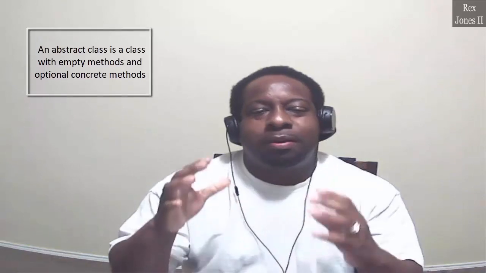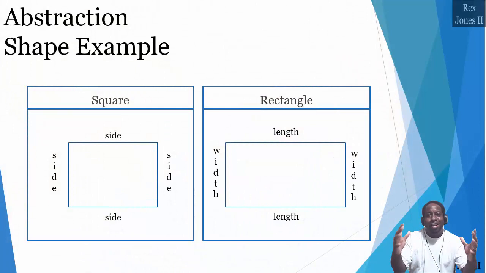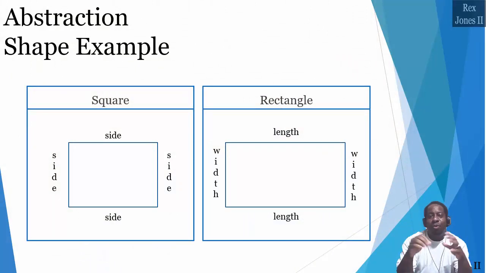An abstract class is a class with empty methods and optional concrete methods. The empty method is an abstract method, and the concrete method is an instance method with fully defined details. In this example, we see two diagrams, a square and a rectangle.